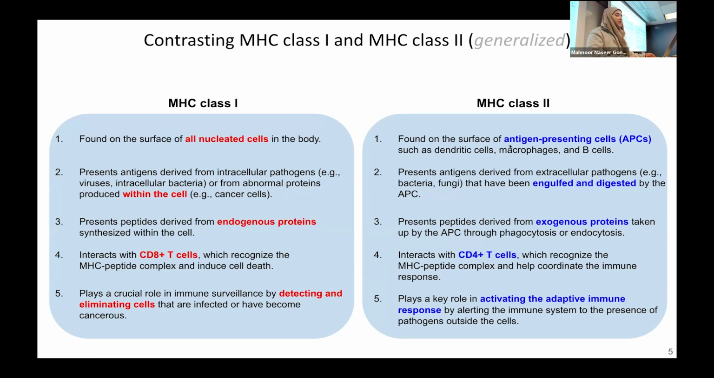MHC class 2, however, is supposed to be expressed in antigen-presenting cells. These are proteins which are first engulfed by the cell and digested in the antigen-presenting cells, which are called the APCs. So they are basically dealing with exogenous proteins, and they interact with CD4 T cells.